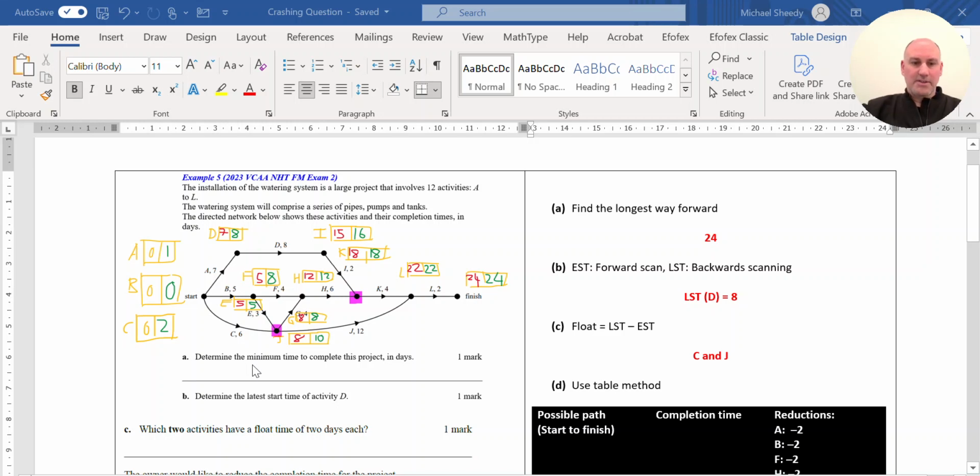Hello everyone. So today we're going to look at a crashing question involving costs, and specifically we're going to be looking at an exam question from the 2023 Northern Hemisphere paper where I have filled out and completed the answers for A, B and C already by using our forward and backward scanning process to determine the minimum completion time for the project, which is part A.